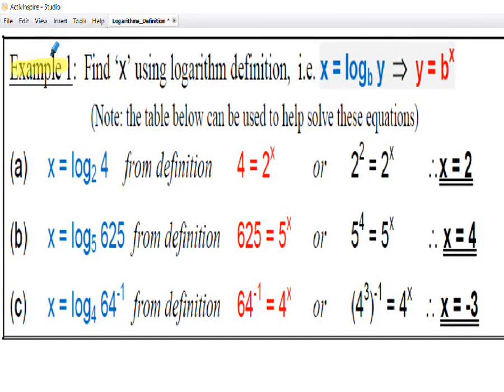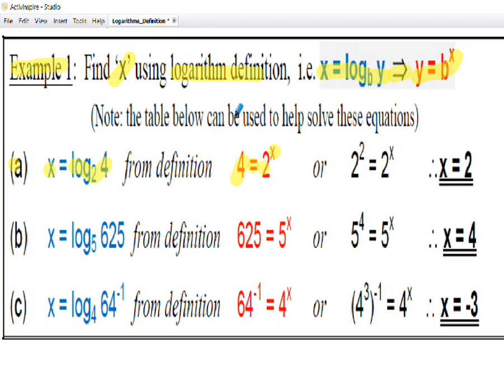So example 1 here. We're asked to find x using the definition of a logarithm. So I've repeated it here for convenience. x is equal to log to the base b of y, and we're writing that in the format of y is equal to b to the x, going from logarithmic form to exponential form. And again, the tables on the previous slide might help us to speed up the process of solution. So part A here, we're given x equals log to the base 2 of 4. So from the definition here, I can write that as 4, the y in this case, is equal to b, the base, which is 2, raised to the power of x.